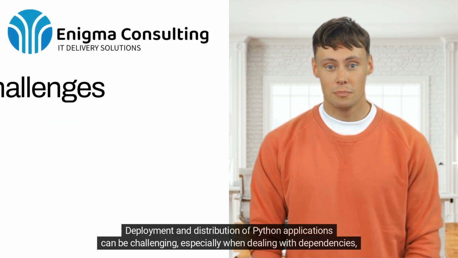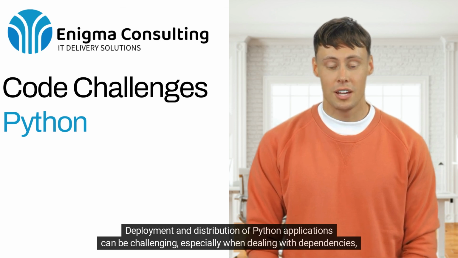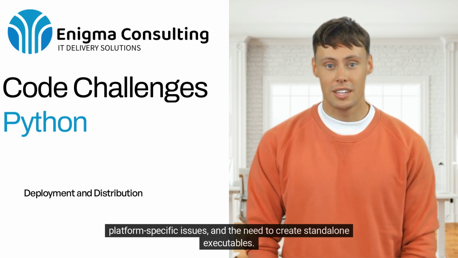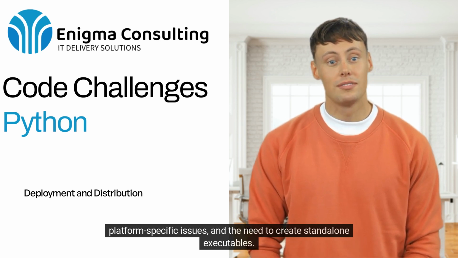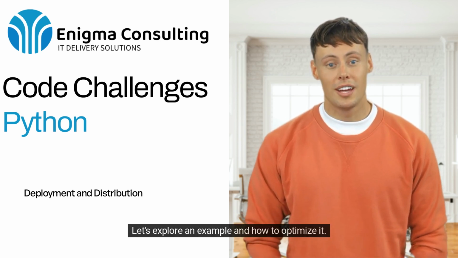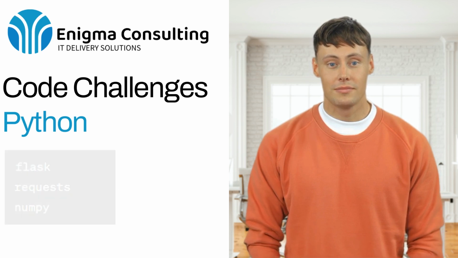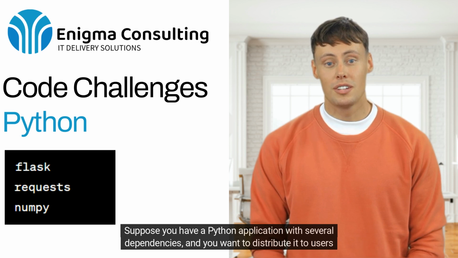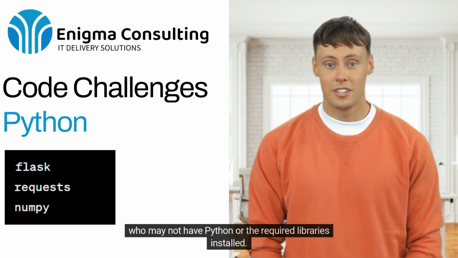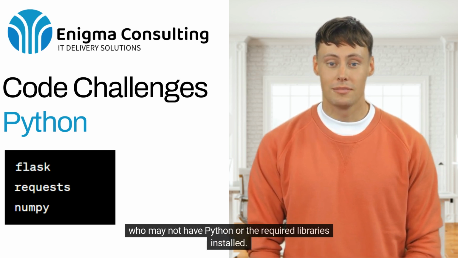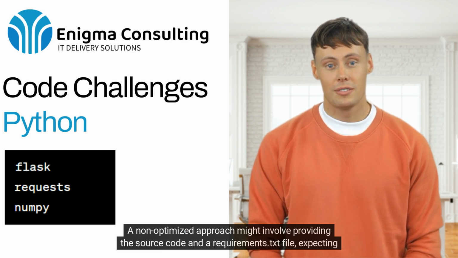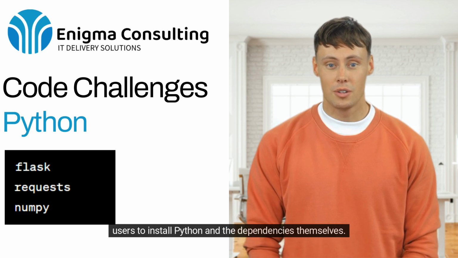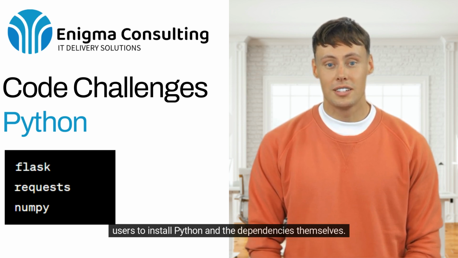Deployment and distribution of Python applications can be challenging, especially when dealing with dependencies, platform-specific issues, and the need to create standalone executables. Let's explore an example and how to optimize it. Suppose you have a Python application with several dependencies, and you want to distribute it to users who may not have Python or the required libraries installed. A non-optimized approach might involve providing the source code and a requirements.txt file, expecting users to install Python and the dependencies themselves.